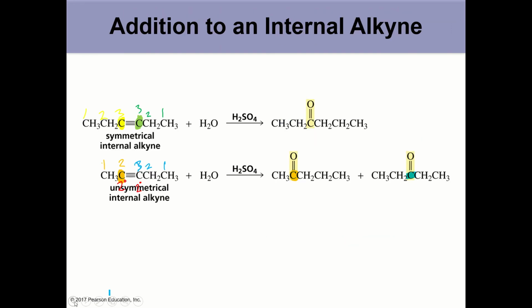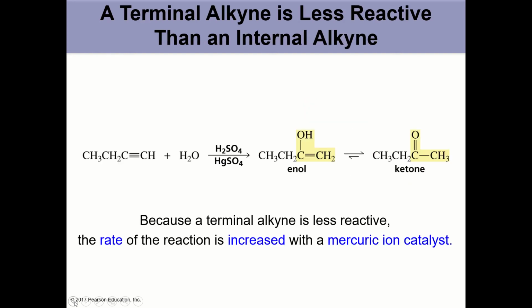So we previously looked at the addition to an internal alkyne. And for internal alkynes, the carbons that are part of the triple bond are both secondary. But what happens if one carbon is secondary and the other is primary? Well, we already know that when we dealt with an alkene, the acid catalyzed hydration made the more substituted alcohol.